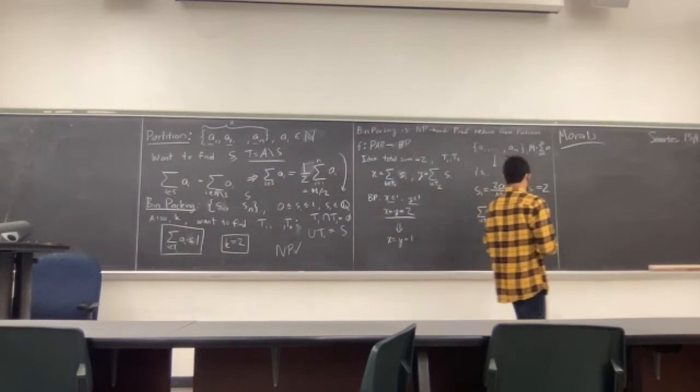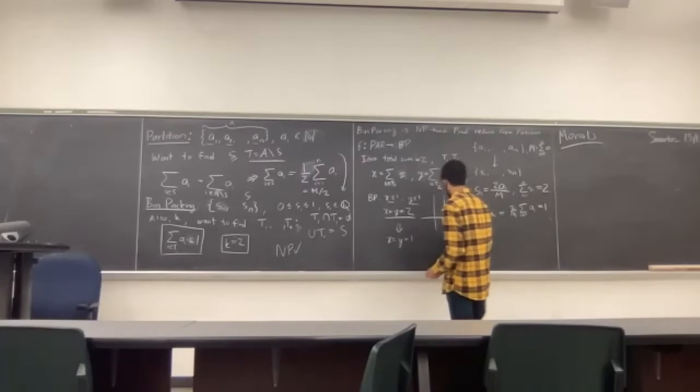Now, what about the other way around? What if there is a bin packing solution here? Well, if there is a bin packing solution to this problem, what must be the size of the bins? They have to both be 1, right? Because the total sum is equal to 2, but x is less than or equal to 1, y is less than or equal to 1.